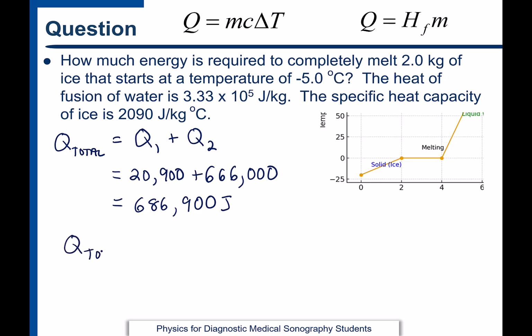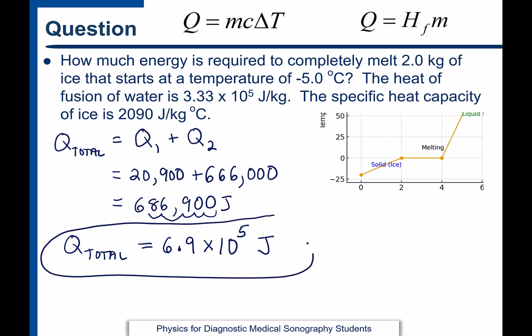Therefore, the total heat that was added, rounding to 2 digits, would be 6.9 times 10 to the 5th joules. So that's the total amount of energy to take that ice from -5 degrees and turn it completely into water. We calculated the heat for that part plus the heat for that part.